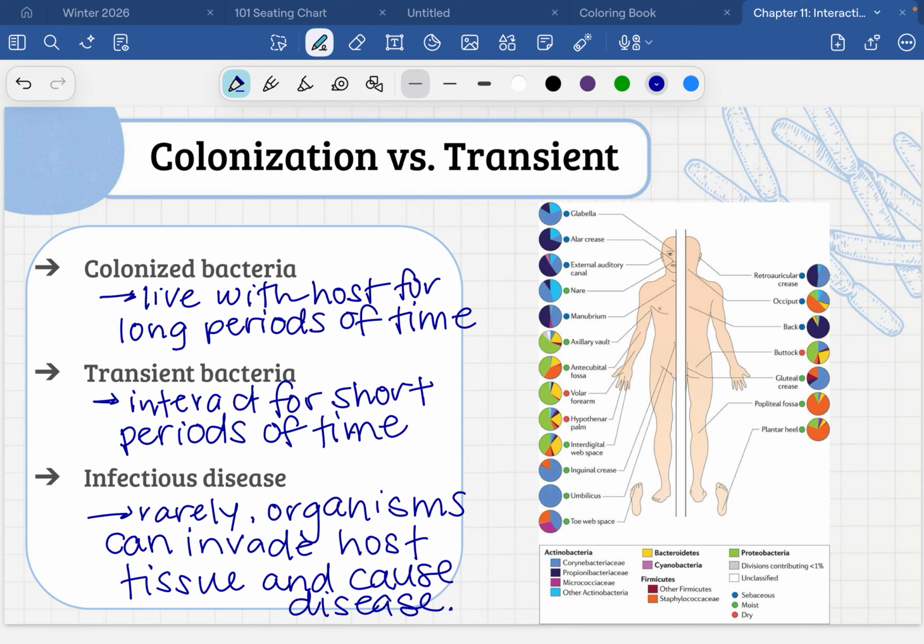So E. coli, likely from my digestive tract, moved into the wound and caused infection. So bacteria that had been sticking around for a long time suddenly moved from one place to another and caused an issue. That was a colonized bacteria that suddenly became infectious. Sometimes it's something that we came in contact with very quickly. So it can happen either way.